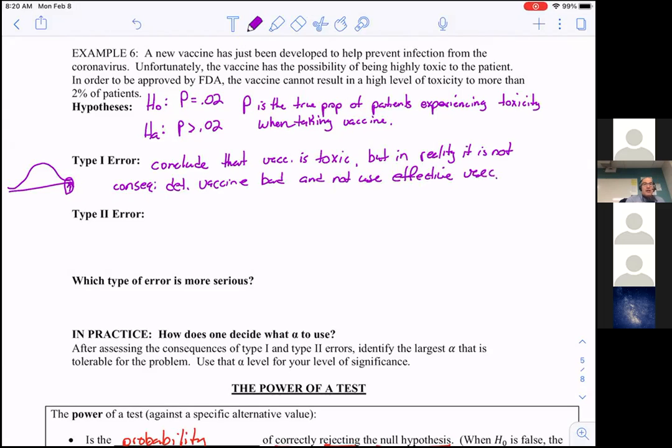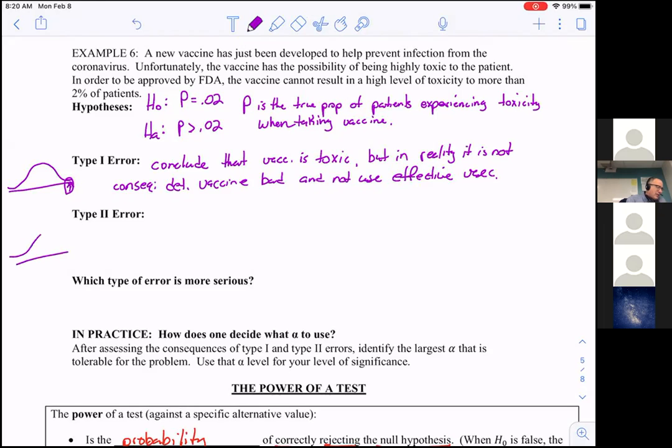Which sounds bad. I have a vaccine, but I determined it's too toxic, so I don't use it. But in reality, I could be using it because it's not toxic. So that's a pretty bad error. And then I have to spend more resources on developing another vaccine. So let's go through the type 2 error.